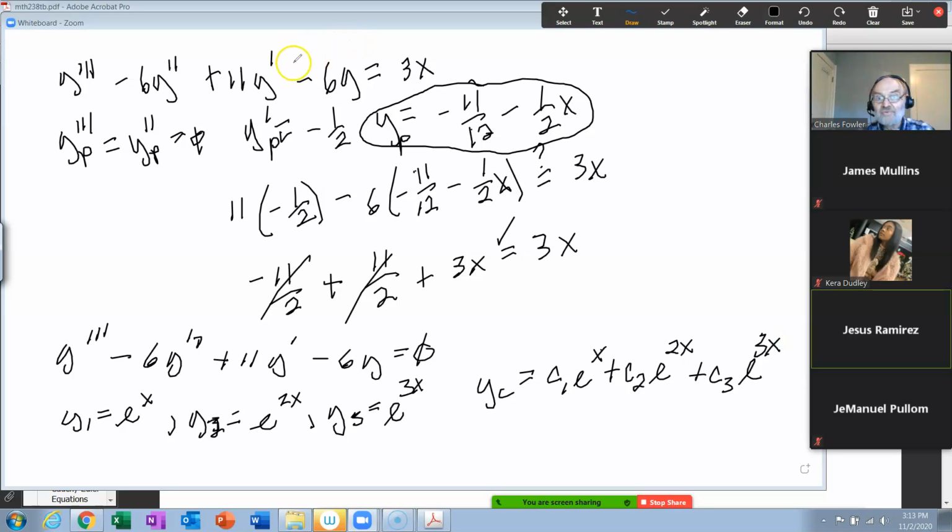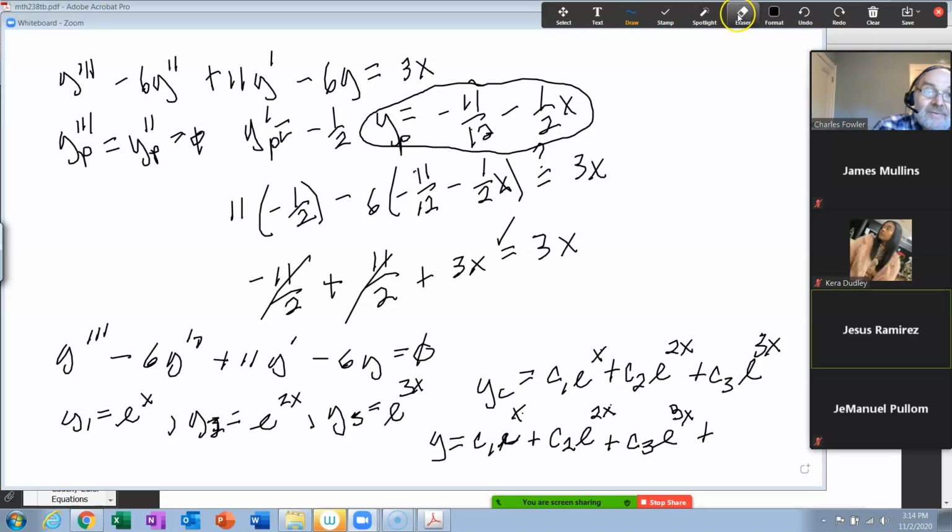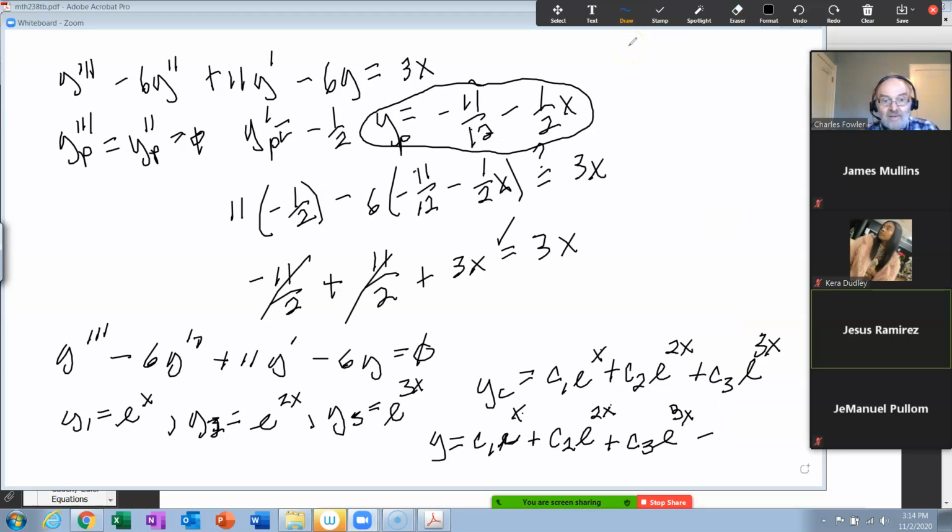Okay, now with this being the particular solution and this being our complementary solution, our general solution would then be y is equal to c1 e to the x plus c2 e to the 2x plus c3 e to the 3x plus, well, actually minus, if I can get my eraser to work this time, minus 11/12 minus 1/2 x. Okay.